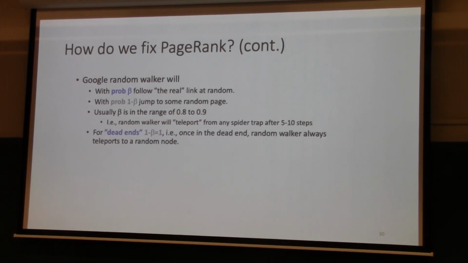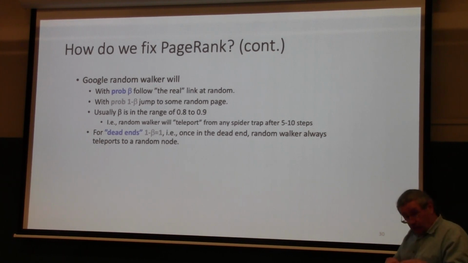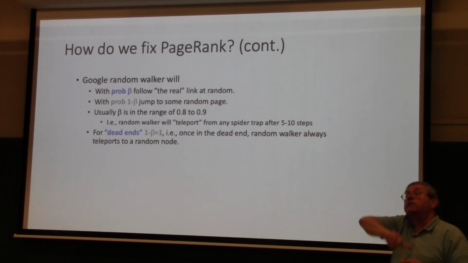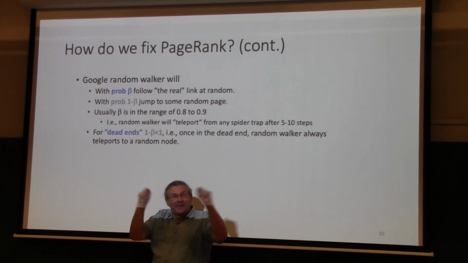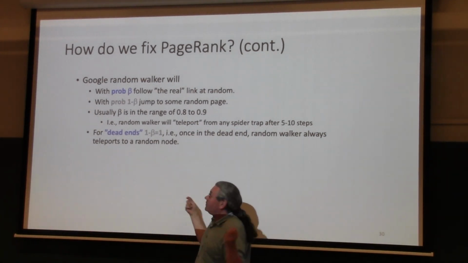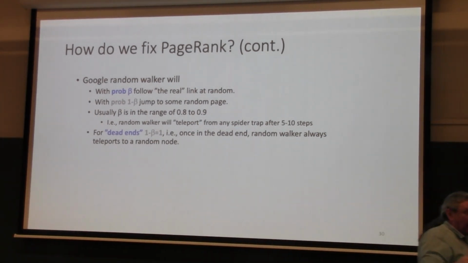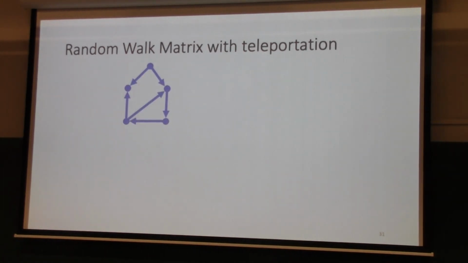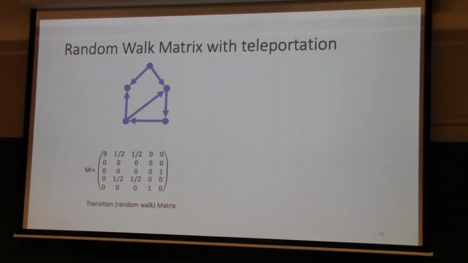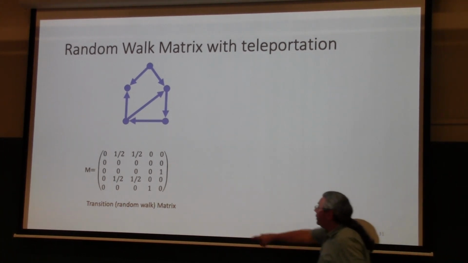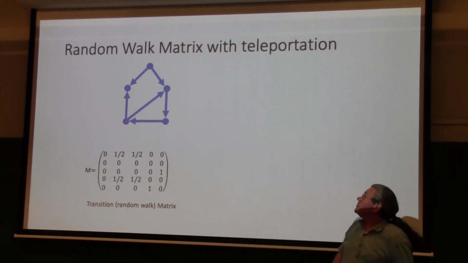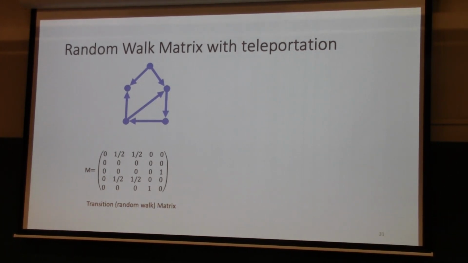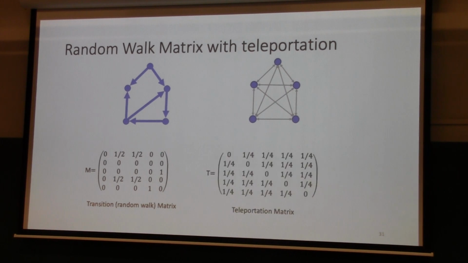And if you go to a dead end, there's no way of getting out, so you will immediately jump out. Dead end is a little bit special because there's no link going out, so the only way to get out is to teleport. So if you're at a dead end, you're always going to teleport. So here's my graph, and here's my transition matrix for this graph. But this graph may have problems, we don't know. Maybe it has spider traps, dead ends. So we have another graph with very small values.